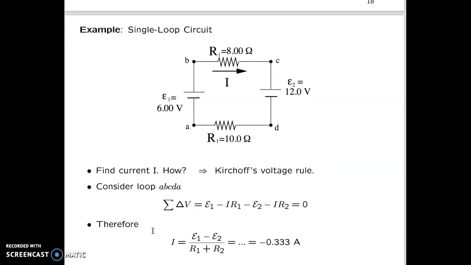And what do we have? Oh, it's just a single loop. It's just a single loop. Okay? And what do we have? We have 2 batteries and 2 resistors.